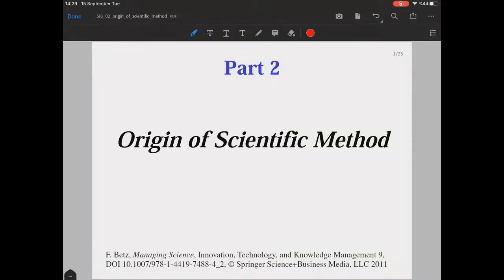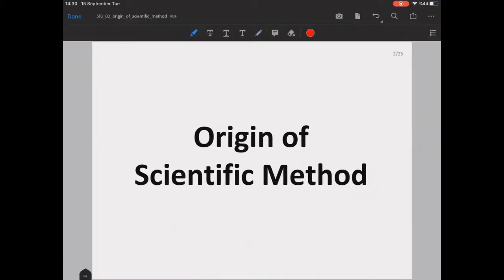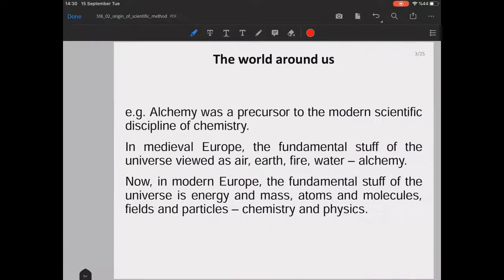In this session, we will talk about the origins of scientific method before we proceed to the basics of scientific method. The next chapters are based on the study of publication of Betz, and this is the reference. So let's take a look at the origin of the scientific method in history.